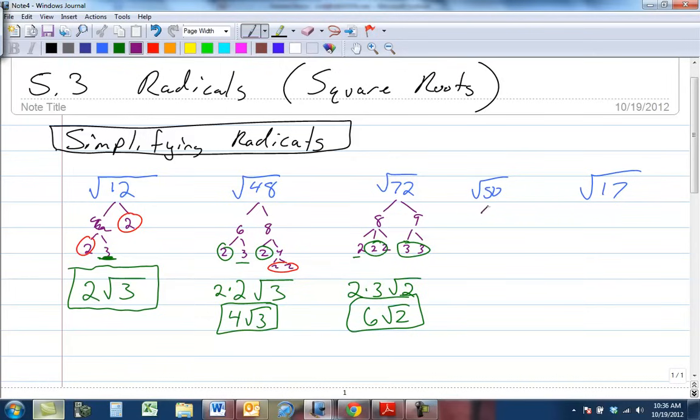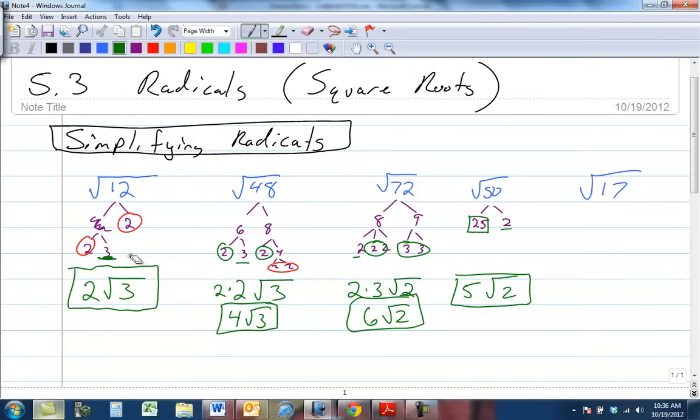Root 50. 50 breaks down to 25 times 2. 25. Now, sometimes, again, you might come up with little tricks. I know that 25 is a perfect square, so rather than branching it off, I just put a square around 25. And I know that the square root of 25 is 5, and a 2 got left behind, 5 root 2. Little shorthand. If you come upon a perfect square, just put a square around it, and that way you don't have to branch it off like we did here with 9. If we just put a square around 9, we know 3 comes out. If you like that, use it. If you don't, go ahead and make a branch.